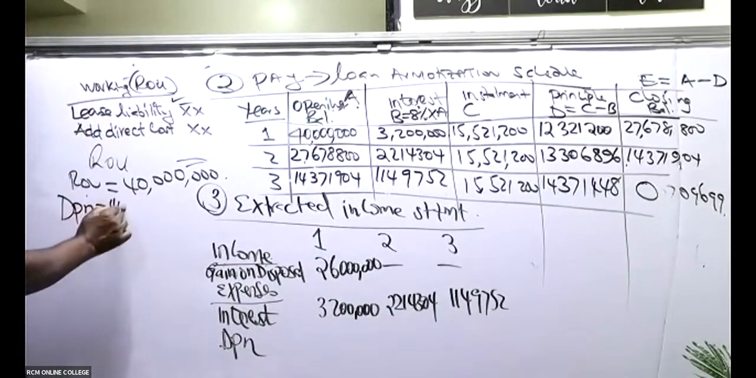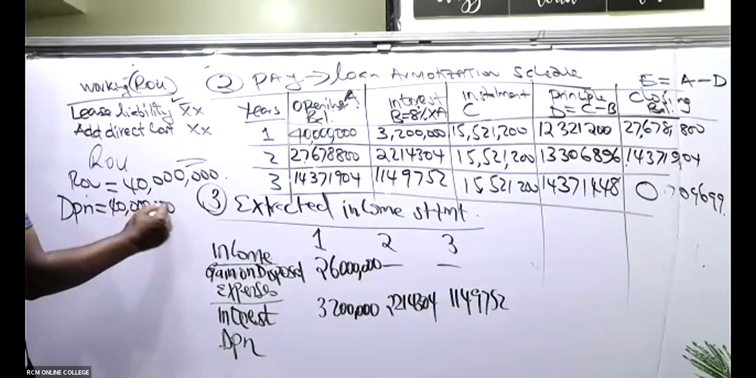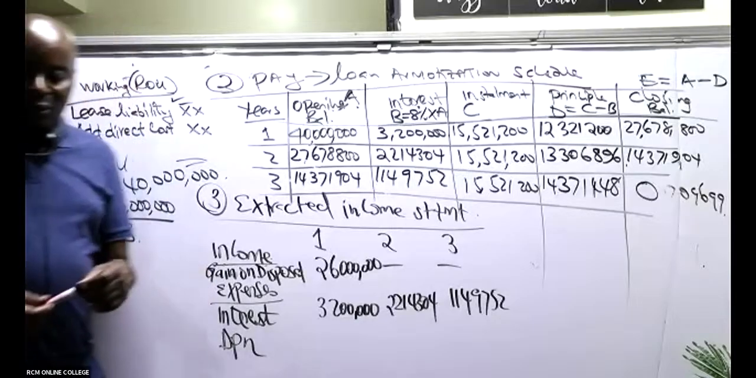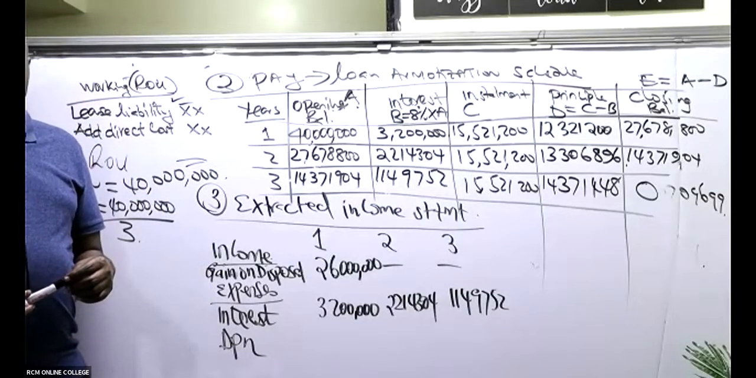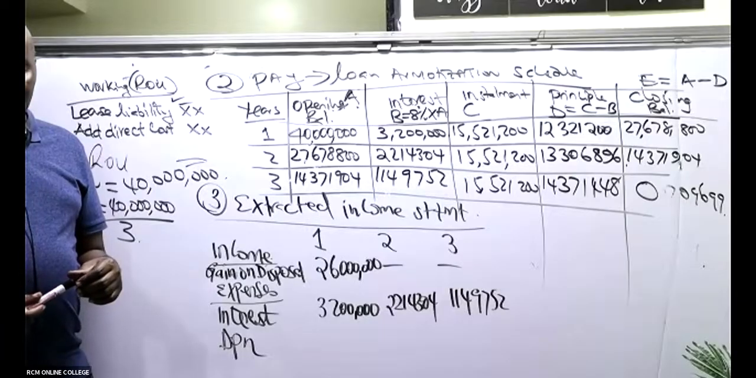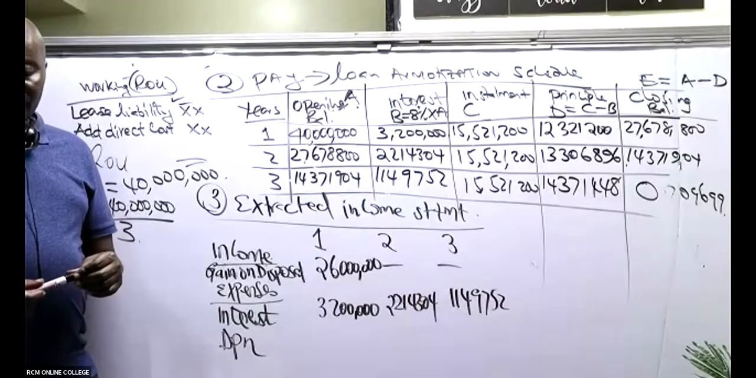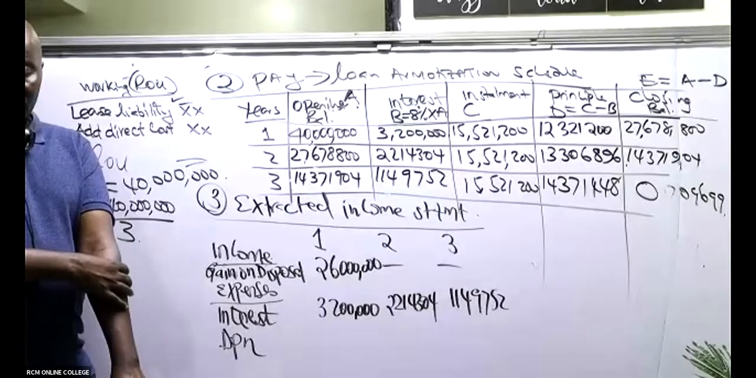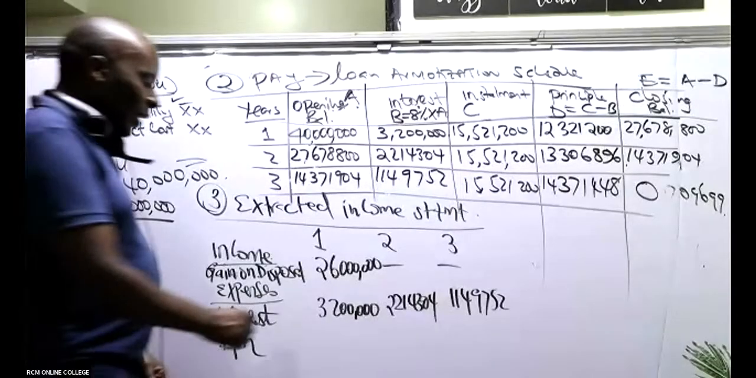So depreciation here will be 40 million, and we divide this by 3 years. Is there somebody who can give me this depreciation per annum? This is what I shall book here. So we have here 13,333,333.